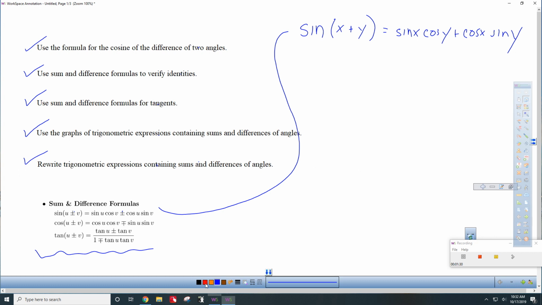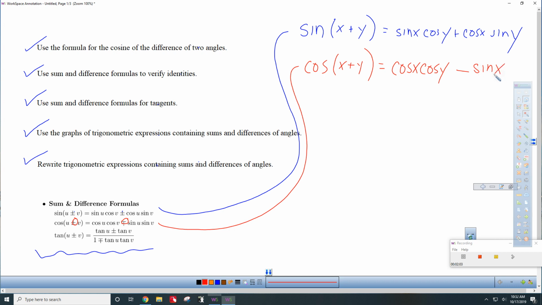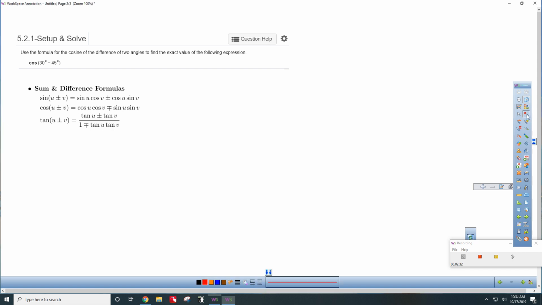But here's what gets weird. If you look at the cosine of x plus y, notice this one is a plus and this one is a minus. So it's telling you to switch the sign. So the cosine of x plus y is cosine x cosine y minus sine x sine y. You'll also notice that on the tangent one, the positive stays positive on top, but is a negative on the bottom, and the subtraction is a negative on top and a positive on the bottom. That's how you read those formulas. And from here, we're just going to go into two examples. These are actually right off of your homework.